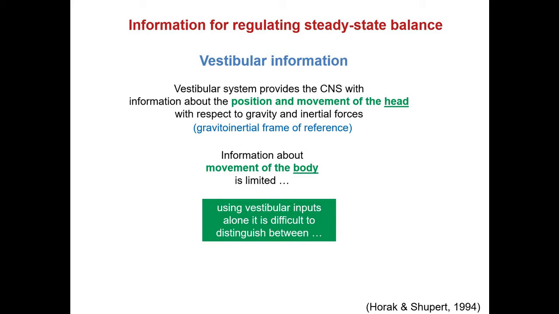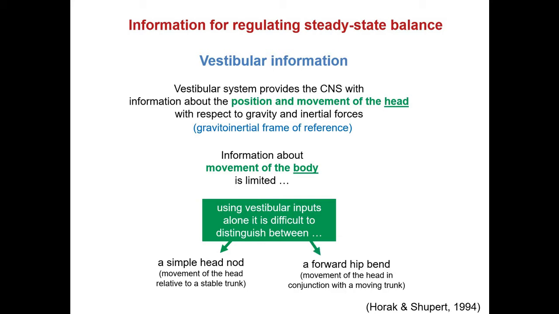Specifically, using vestibular inputs alone, it's difficult to distinguish between a simple head nod, so movement of the head relative to the body, and a forward hip bend, assuming that you have a similar head motion associated with each. In the case of a simple head nod, the head moves relative to a stable trunk. In the case of a hip bend, we have movement of the head in conjunction with the trunk.